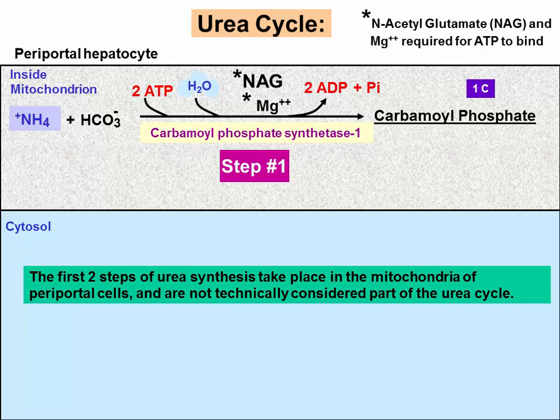The other thing I want to point out is NAG. That's a terrible acronym, but it stands for N-acetylglutamate. This is what we call an allosteric activator of the enzyme. That means it has to bind tightly to CPS1 to make it work. If you don't have N-acetylglutamate around, you will not get CPS1 activity, period. It also requires magnesium to stabilize the ATP part of that reaction.